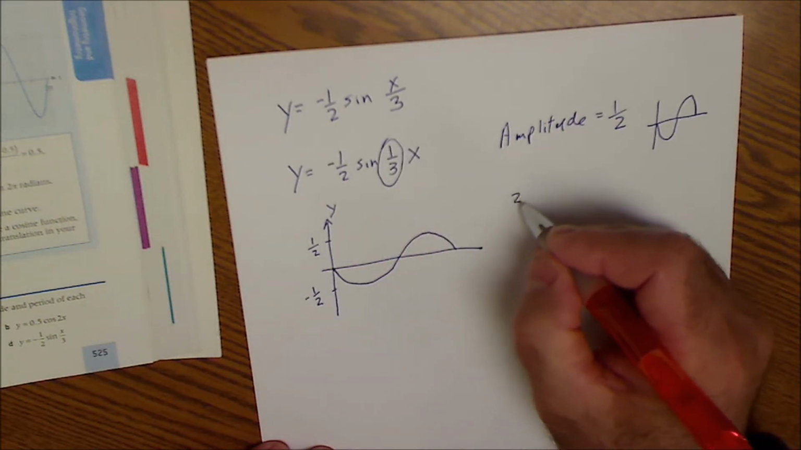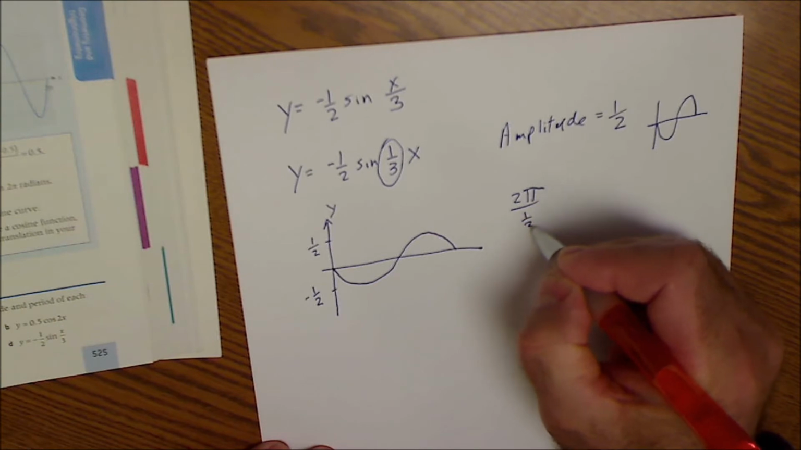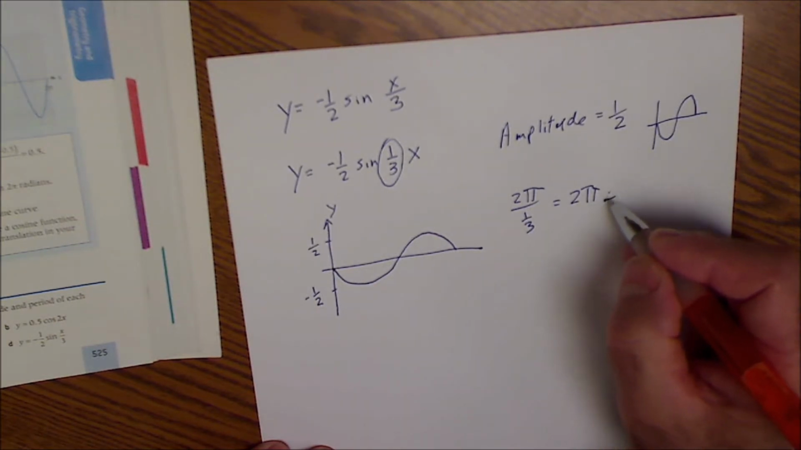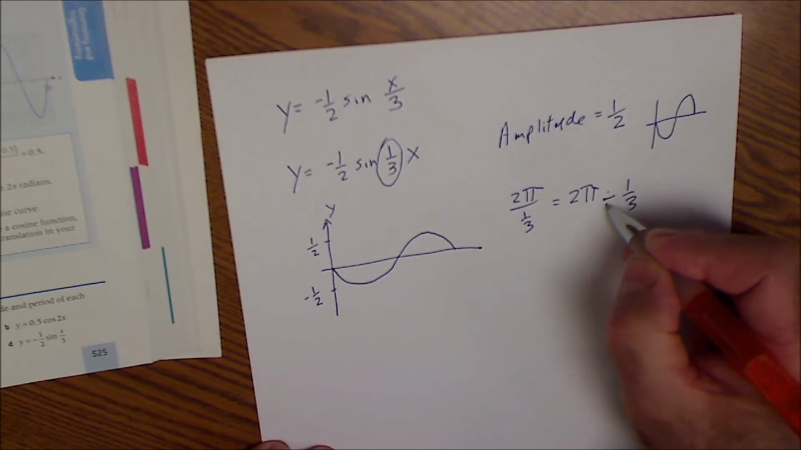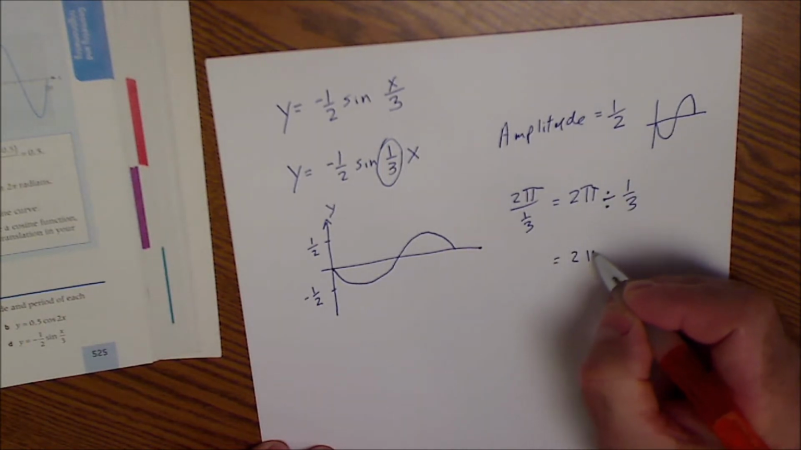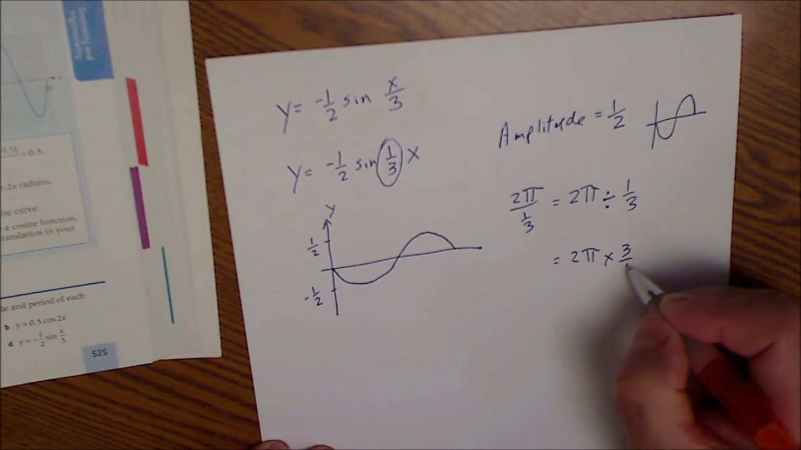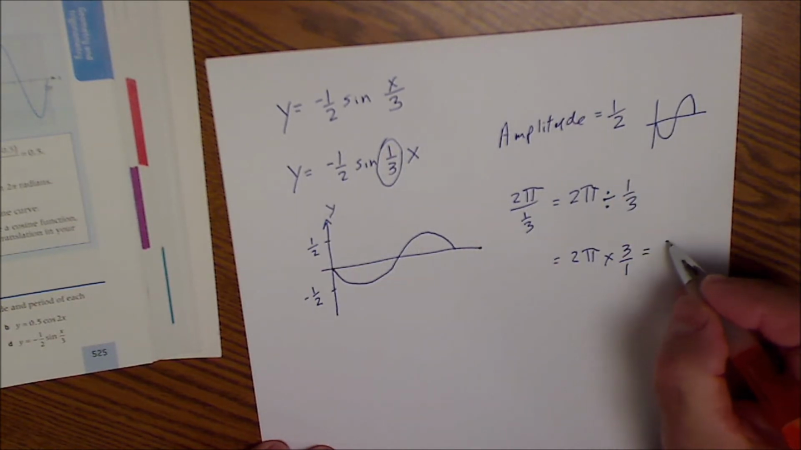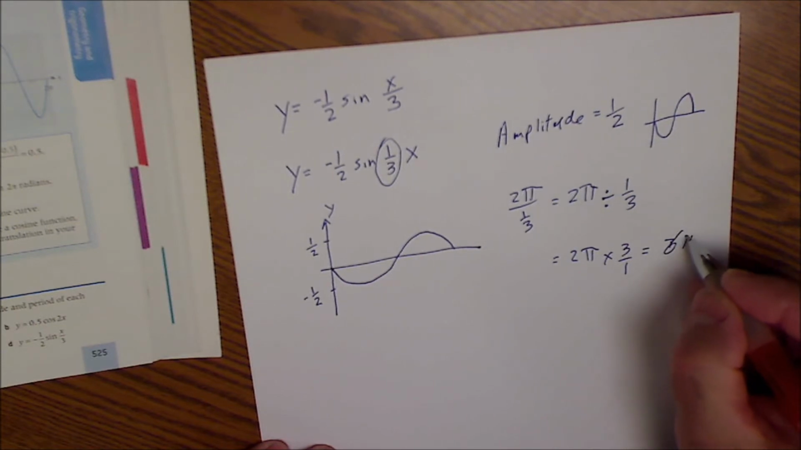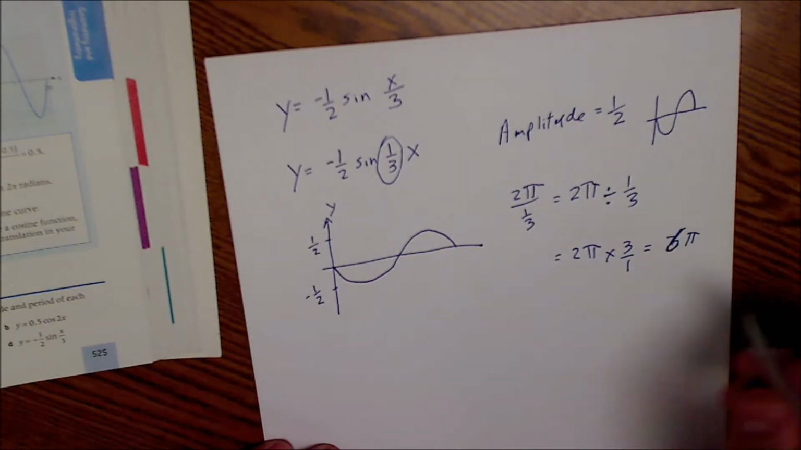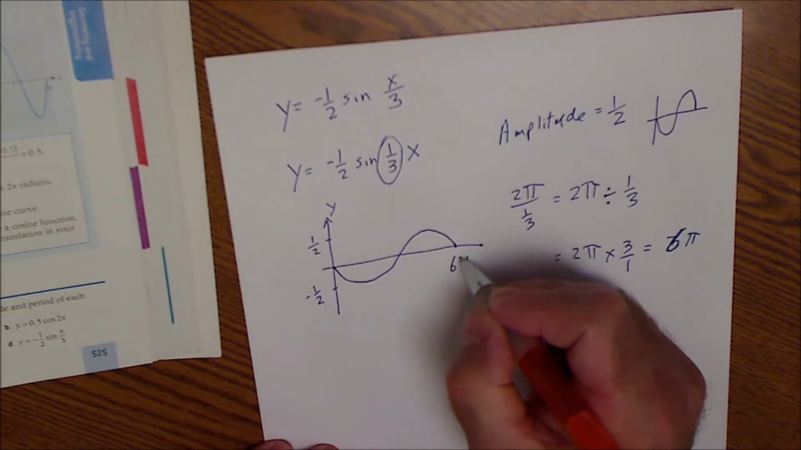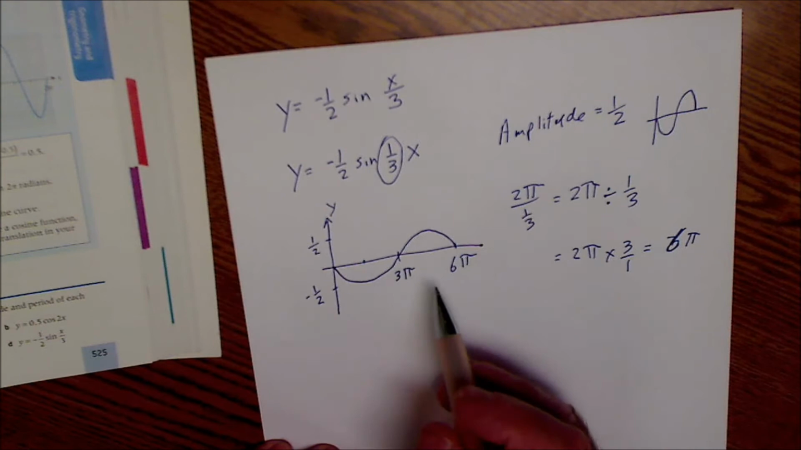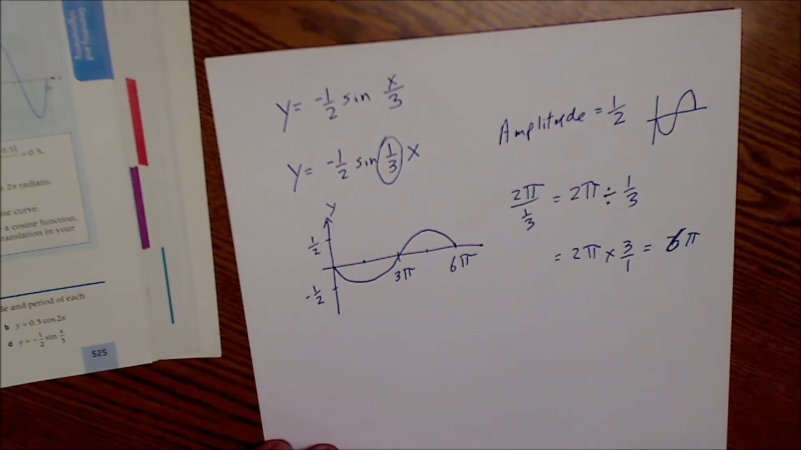So I'm going to do 2 pi divided by 1/3, which is equal to 2 pi times 3 over 1. The way you divide fractions is multiply by the reciprocal, so that gives you 6 pi. So a total of 6 pi. The whole cycle is 6 pi. Half cycle at 3 pi. This would be 1.5 pi and 4.5 pi.